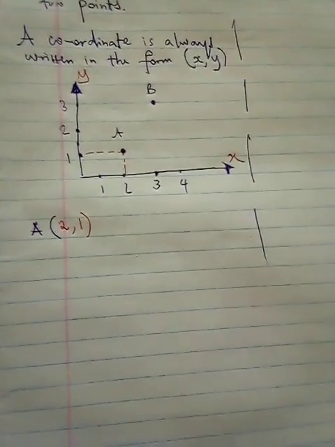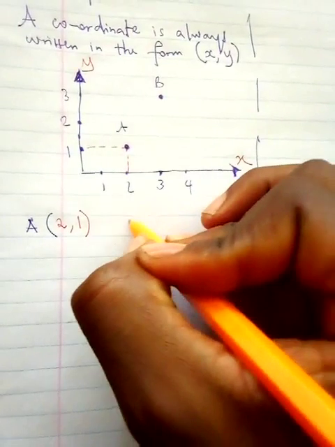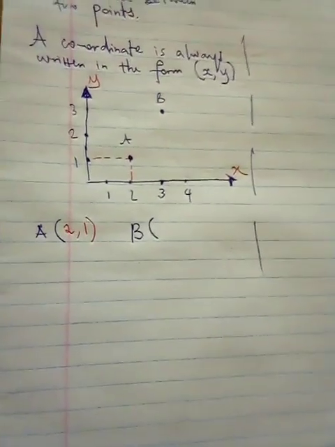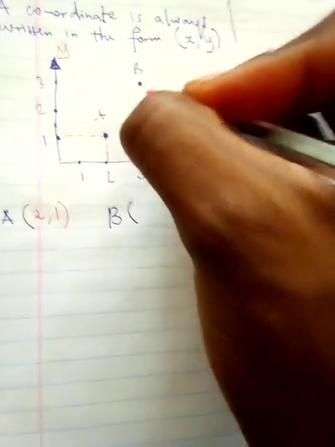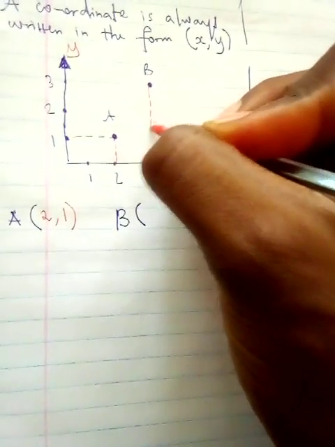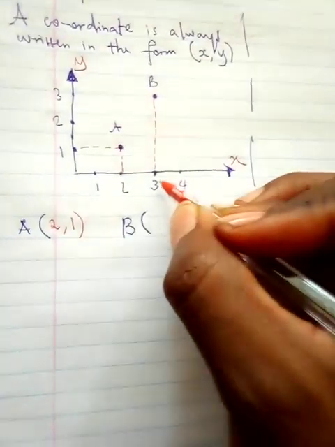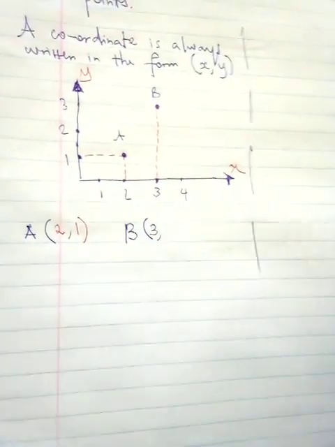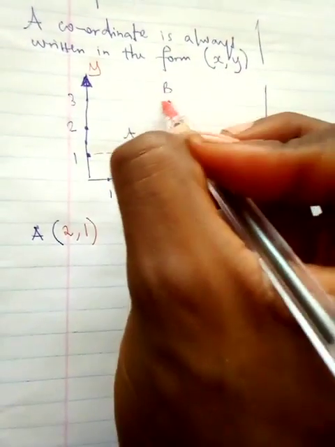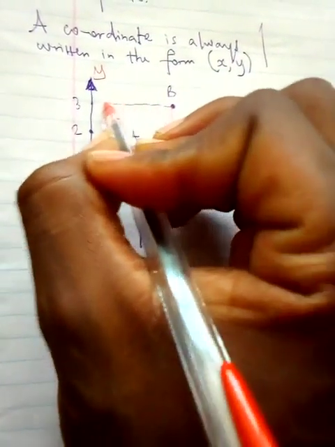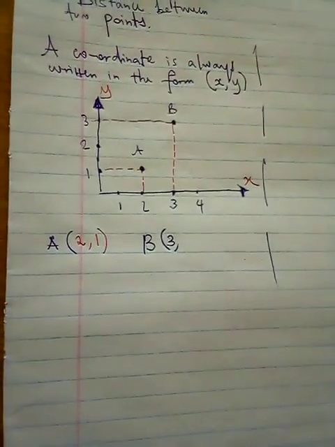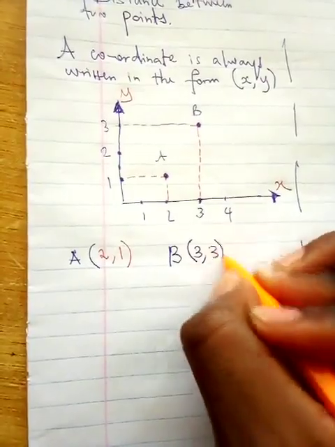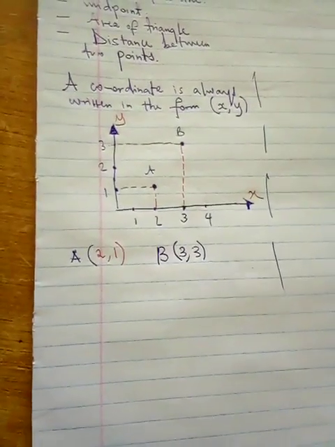If you're talking about point B, how can we determine it? Well, we can do it in the same way. Look at where B is on the x-axis. On the x-axis it is on 3, right? So you write 3 comma. On the y-axis it's also on 3. So the coordinate of B is 3 comma 3.